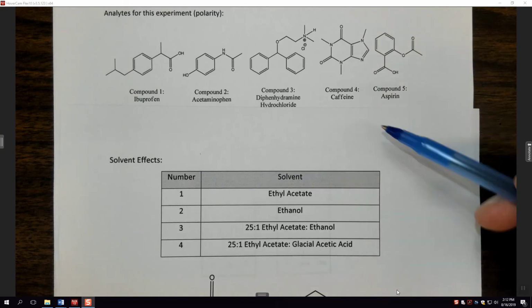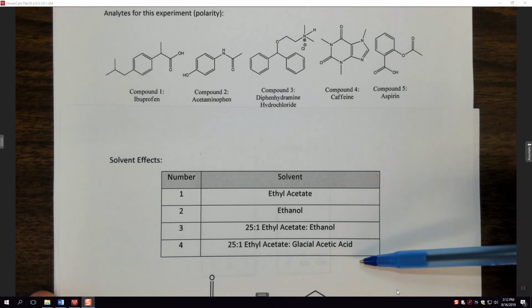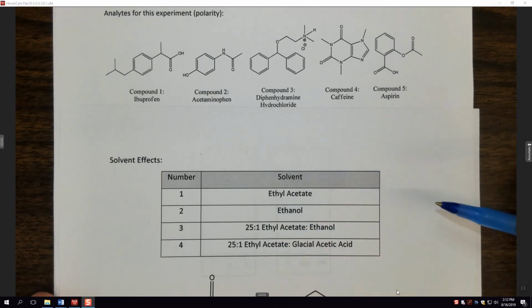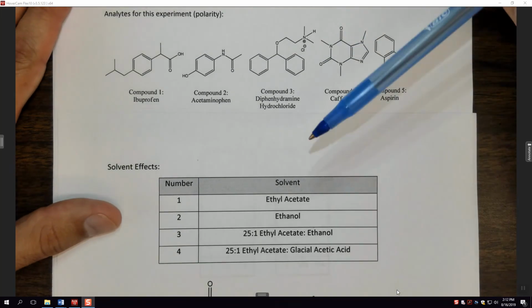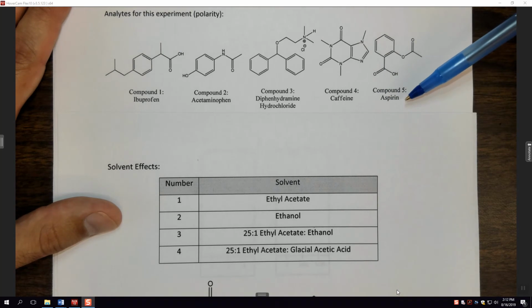Alternatively, none of them are going to separate all 4 of the compounds. But based on the results, you might say, hey, instead of 25 to 1 ethanol, maybe we should try, I don't know, 15 to 10 ethyl acetate and ethanol, because 2 of the compounds didn't separate, or whatever the case may be. At the end of the day, our goal is hopefully to be able to separate all these compounds from one another such that they all have different RF values.